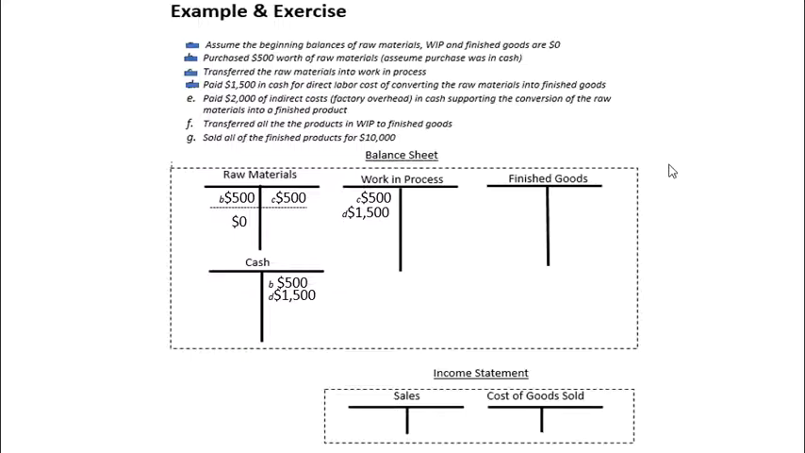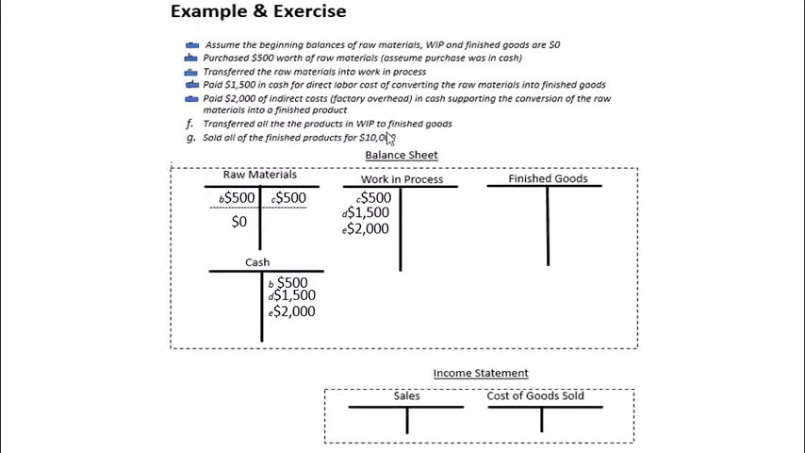So in this case we're going to debit work in process for $2,000 to recognize the amount of indirect cost we've incurred when the products are going through work in process, and the credit goes to the amount that we paid, and that's for cash for $2,000.